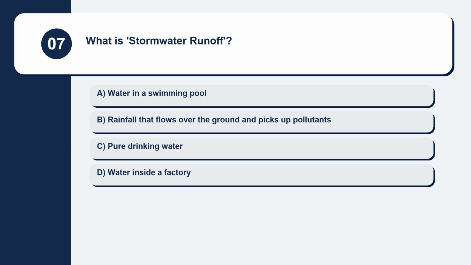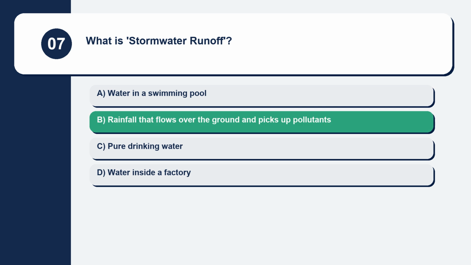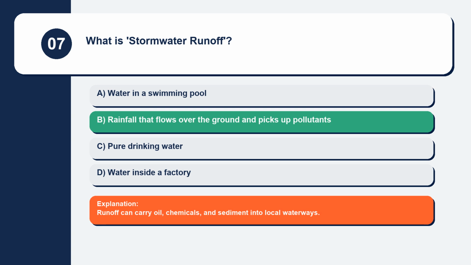Question 7. What is stormwater runoff? Water in a swimming pool. Rainfall that flows over the ground and picks up pollutants. Pure drinking water. Water inside a factory. Runoff can carry oil, chemicals, and sediment into local waterways.